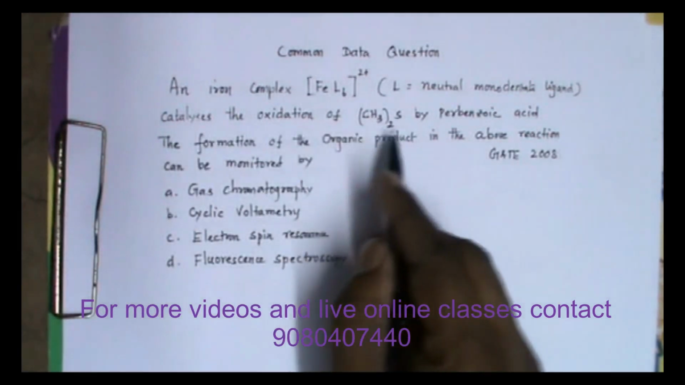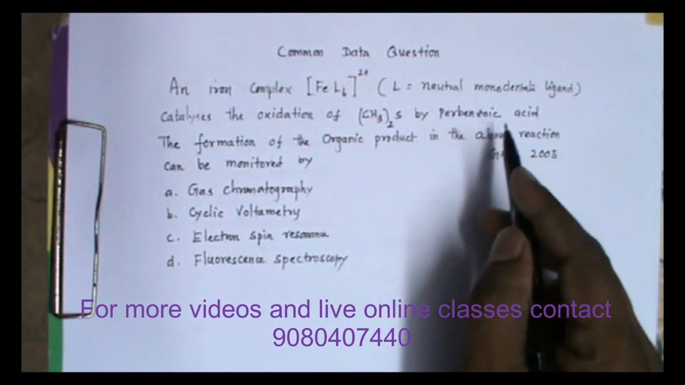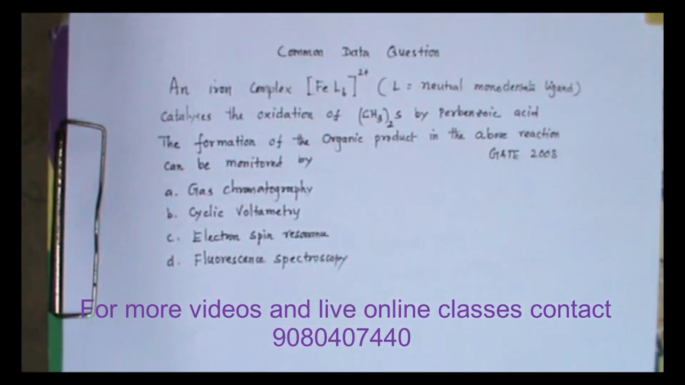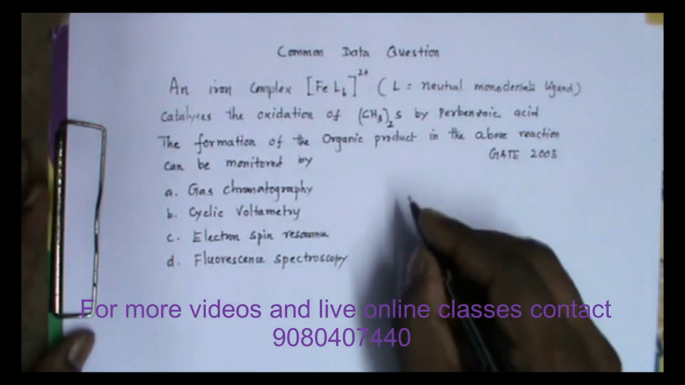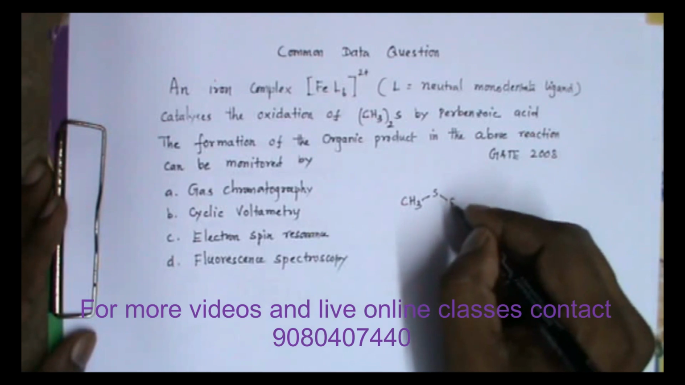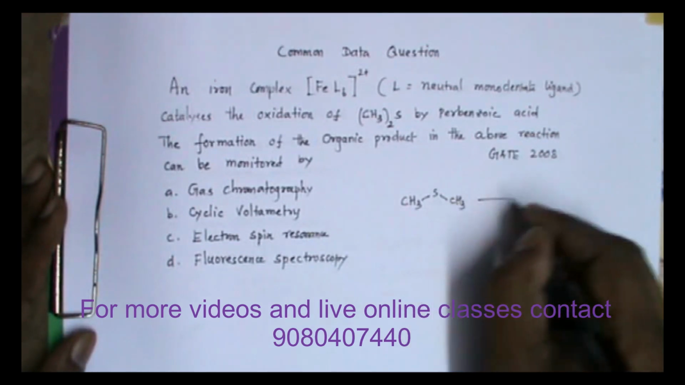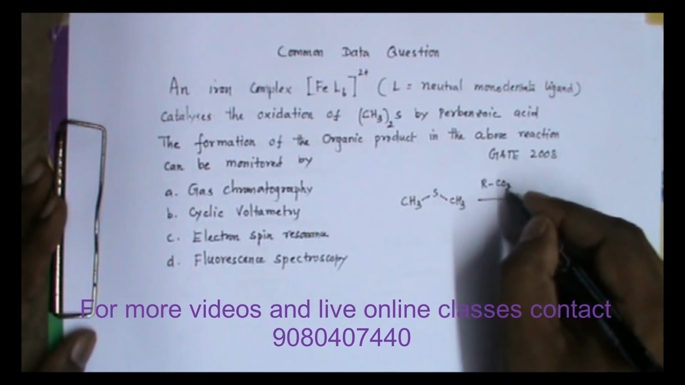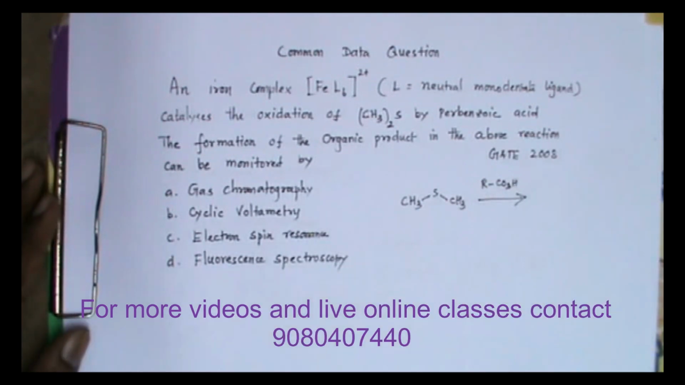It catalyzes the oxidation of dimethyl sulfide by perbenzoic acid. The formation of the organic product in the above reaction can be monitored by... So this is the reaction. Dimethyl sulfide is oxidized by perbenzoic acid. I take it like this, R will be phenyl. The most common perbenzoic acid we use is metachloroperbenzoic acid.